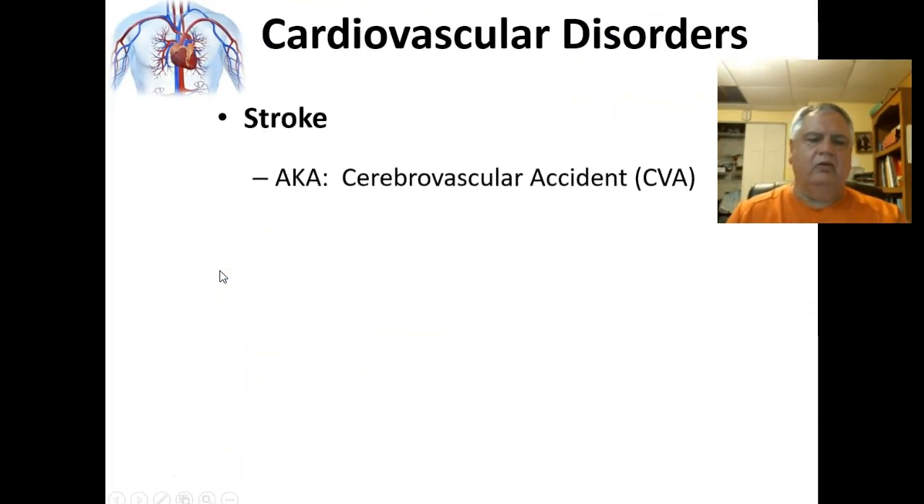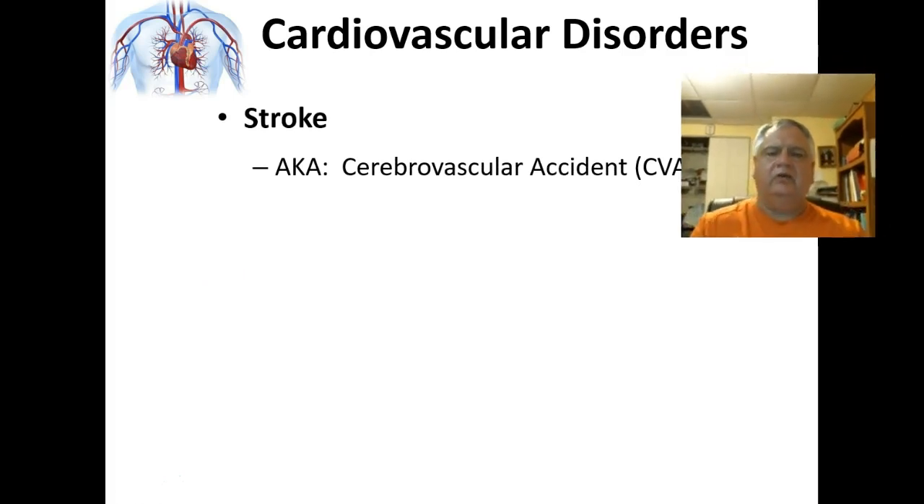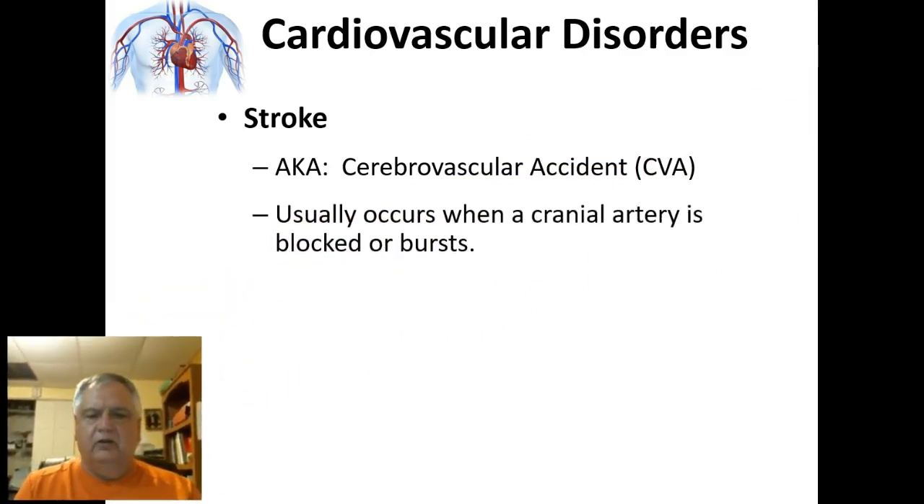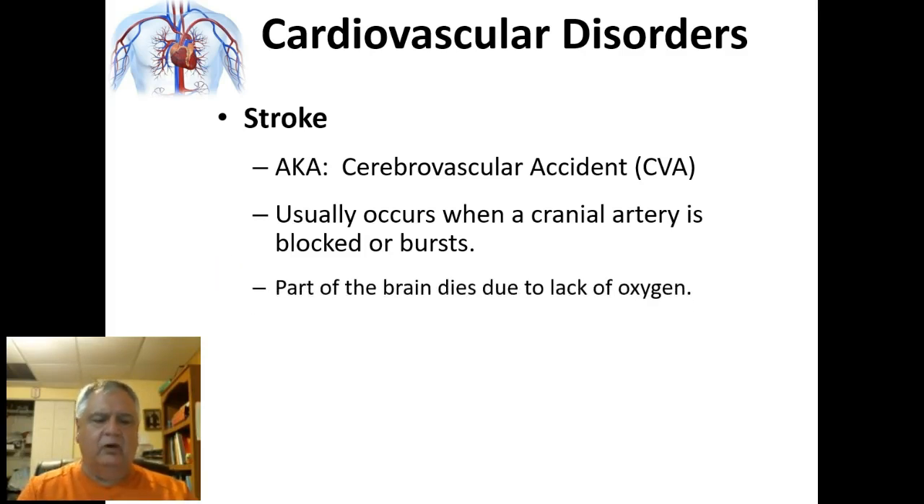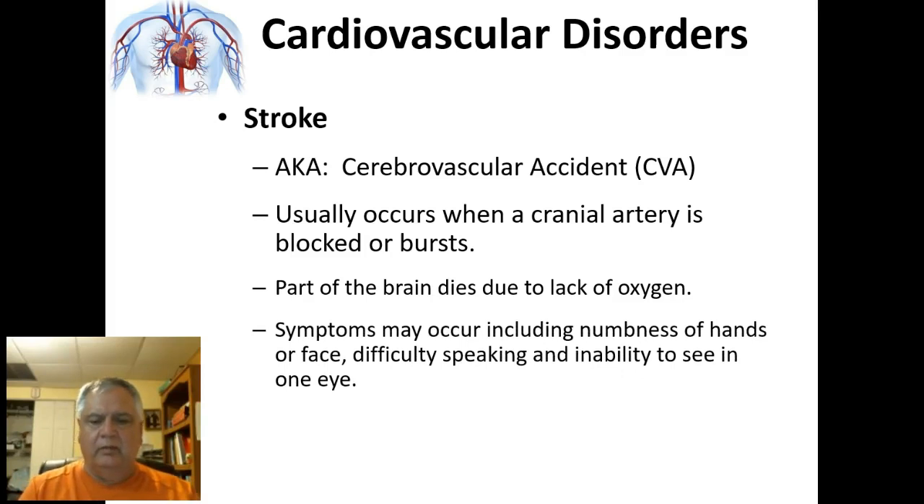Our next cardiovascular disorder is stroke. Strokes clinically are known as cerebrovascular accidents or CVAs. These usually occur when a cranial artery becomes blocked or when it bursts, and that's going to result in part of the brain dying due to a lack of oxygen. The symptoms of a stroke may include numbness in the hands or face, difficulty speaking, inability to see in one eye. It all depends on where the stroke occurs in the brain.